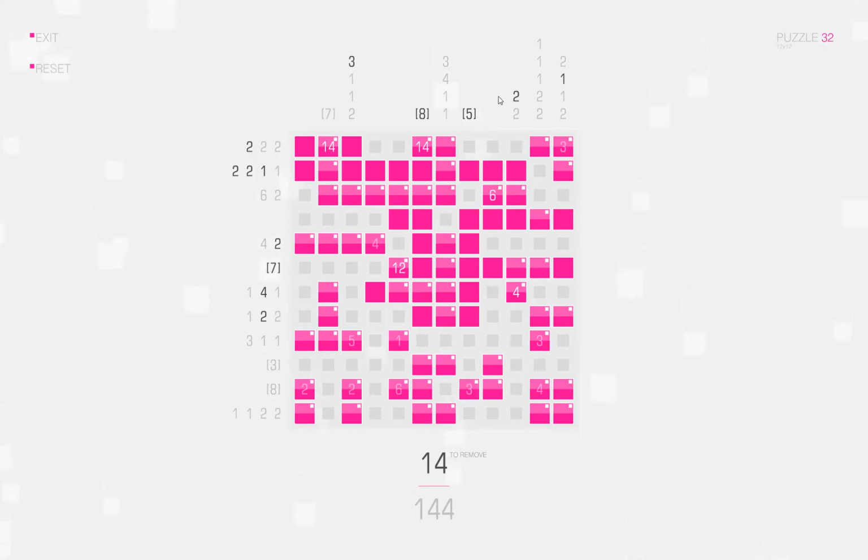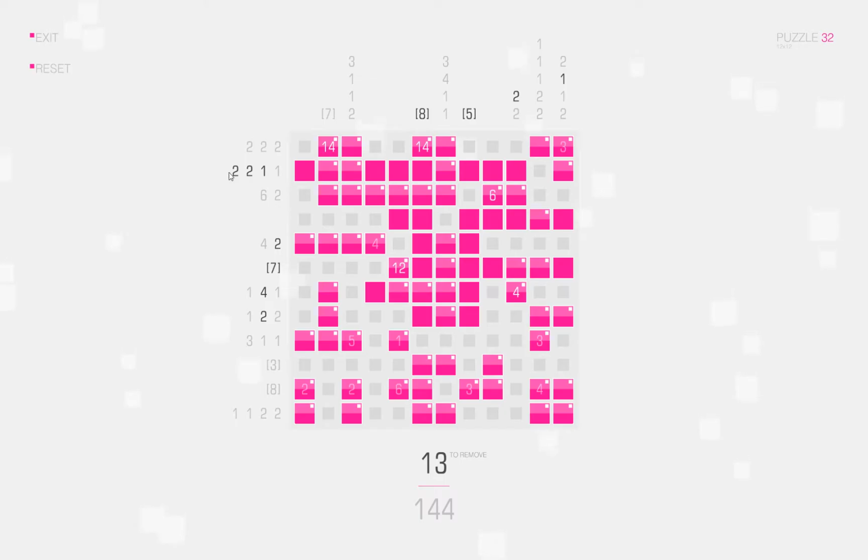Yes, 2 here, 5. Yeah. Oh, yeah, the column 3, 1, 1, 2, 3, 1, 1, 2. Now look at this line. We should have 2, 2, 2. So we remove this.